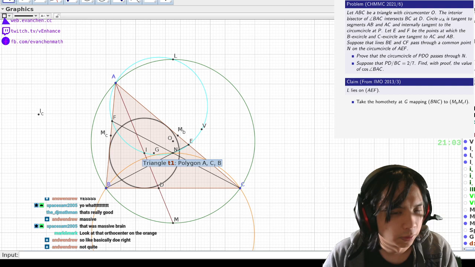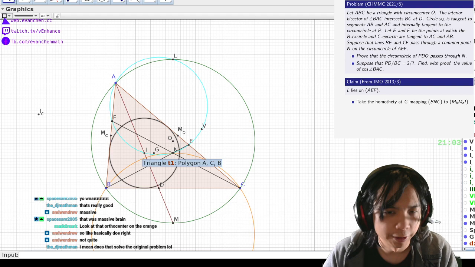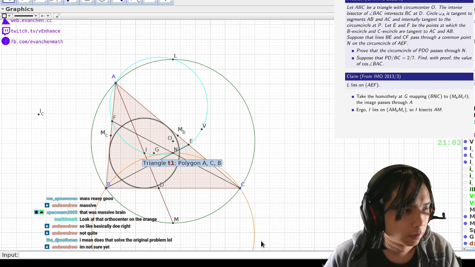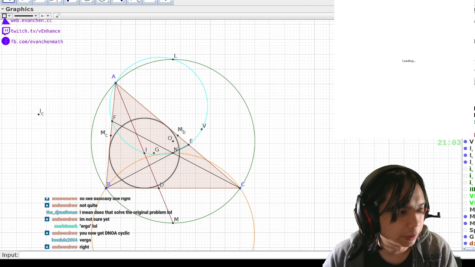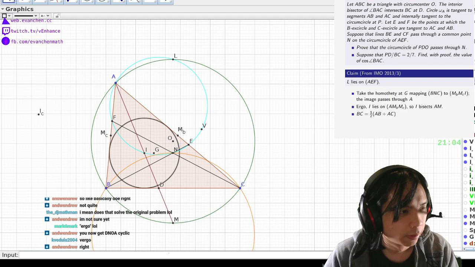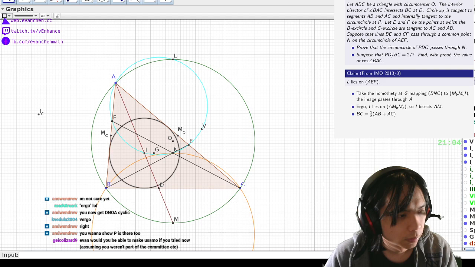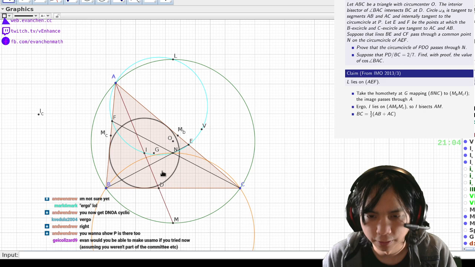So ergo A, M_B, M_C. So I bisects AM. Then everything follows. So now I is the midpoint, and let me flow the logic. So BC is the average of AB plus AC. I'm not worried about P yet. I assume once we have all the stuff we want, then P is the easy part.